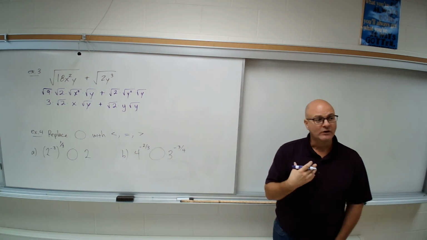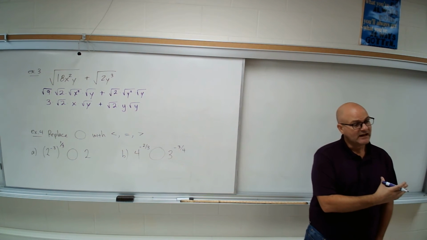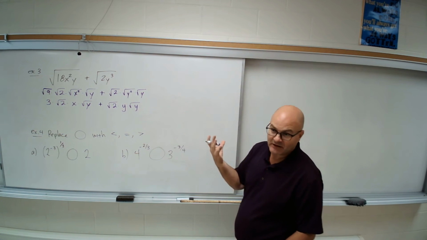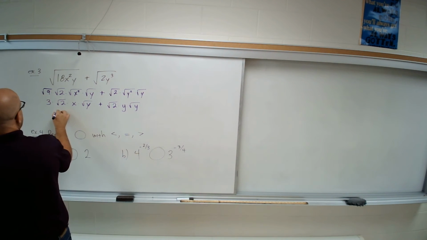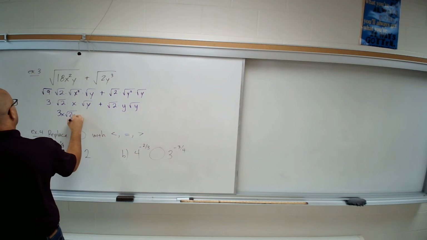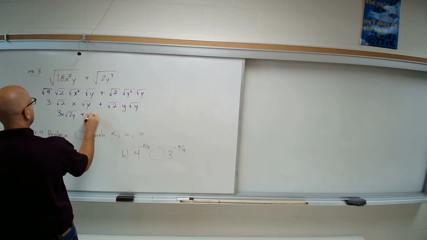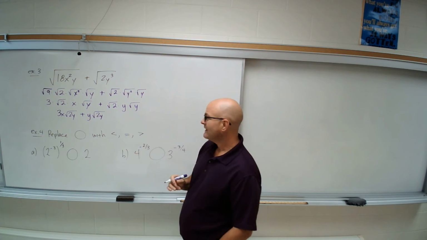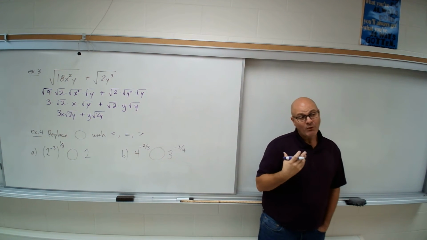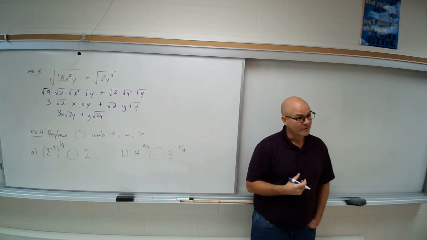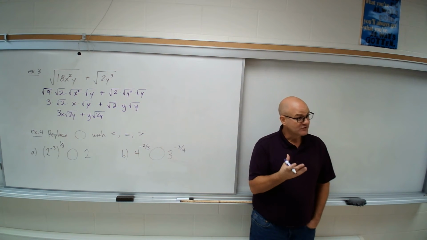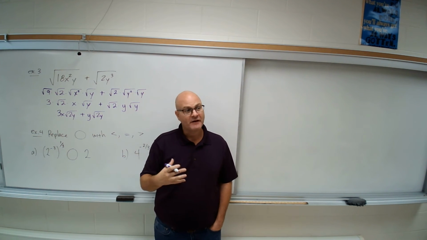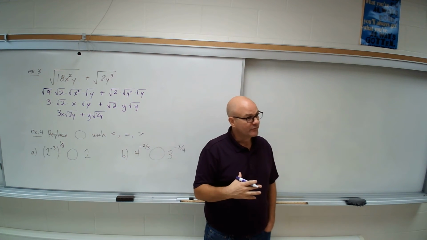So now again, we'll clean it up. We'll put everything that's not under the radical to the left. Everything that is will still be under the radical. So we have 3x radical 2y plus y radical 2y. Now at this point, we don't have like terms. The radicals match, which is great. But this has a y and this has an x. So the variables don't match, even though the radicals do.